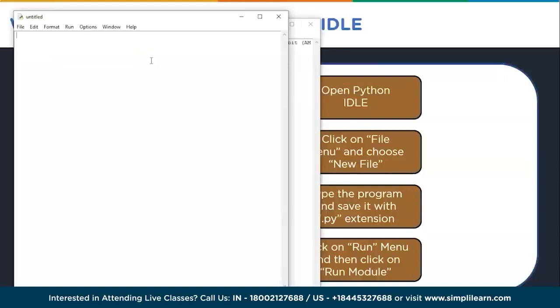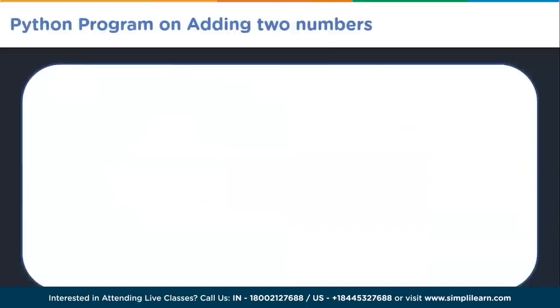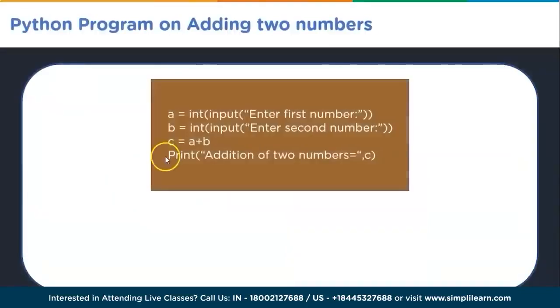But before writing this program, let's understand this program. So, Python program on adding two numbers. First, we have to get an int value inserted in variable a. For that, we will write the command a equal to int(input( for the message, we have to put it in inverted commas, the first number colon, round bracket close and another round bracket close.